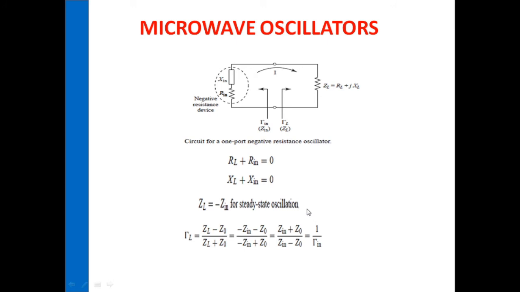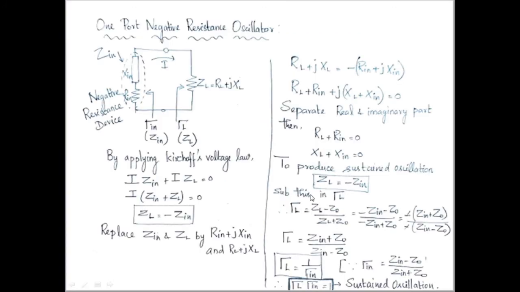Now I will tell you how we can get these three conditions. See the loop. Inside the loop, when I apply Kirchhoff's voltage law, I into Zin plus I into ZL equal to 0. So I into (Zin plus ZL) equal to 0. Therefore ZL equal to minus Zin. Once you replace ZL and Zin by their real and imaginary values, RL plus jXL equal to minus (Rin plus jXin). Once you separate the real and imaginary values, (RL plus Rin) plus j into (XL plus Xin) equal to 0. Once you completely separate it, RL plus Rin equal to 0, and therefore XL plus Xin equal to 0.